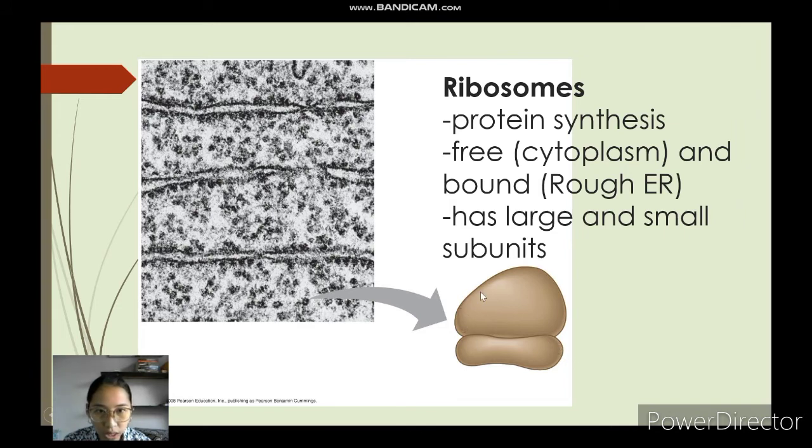So, kaning nasa ibabaw, this is your large subunit. Kaning nasa baba is your small subunit. And this is made up of ribosomal RNA or rRNA, which ang iyahang main factory is the, kaganina itong bago lang i-discuss, is the nucleolus. That is why it is very important.